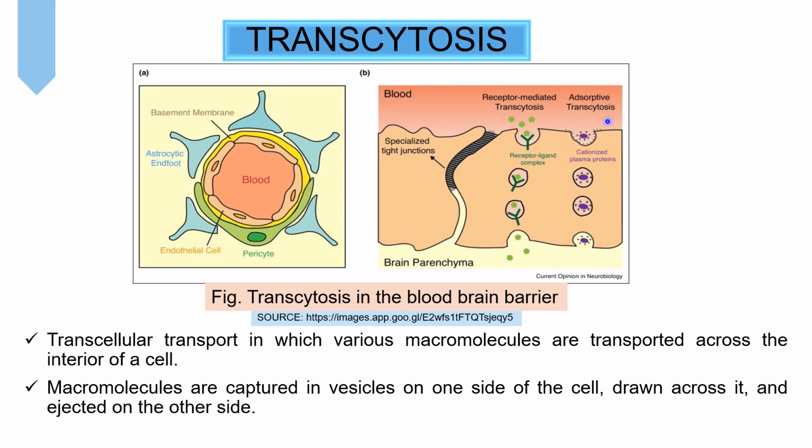In adsorptive transcytosis, cationic molecules are adsorbed on the cell surface and taken up at the luminal surface of the endothelial cells. These move through the vesicles and move out by exocytosis to the brain parenchyma. This forms a route for the delivery of medicinal drugs to the brain across the blood-brain barrier.